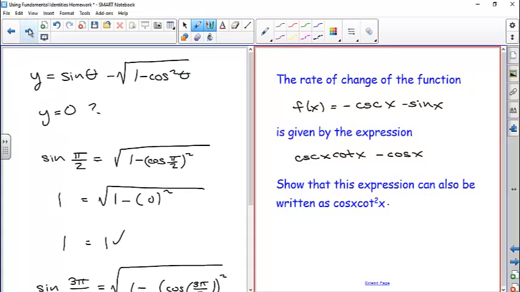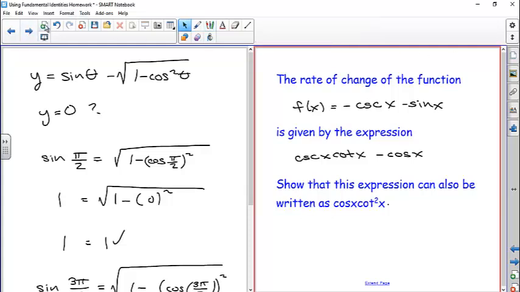Okay, the rate of change of the function f of x equals cosecant of x minus the sine of x is given by the expression negative cosecant x cotangent x minus cosine of x. Show that this expression can also be written as the cosine of x times cotangent squared of x.